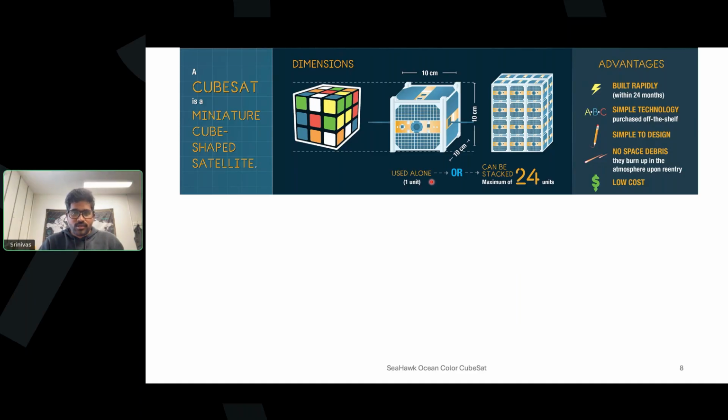And because of their smaller shape factor, they burn in space without leaving a lot of debris in the space when their mission is over. And compared to the large satellites, they are affordable and low cost, and they're easy to manufacture as well because of the off-the-shelf components that are readily available.